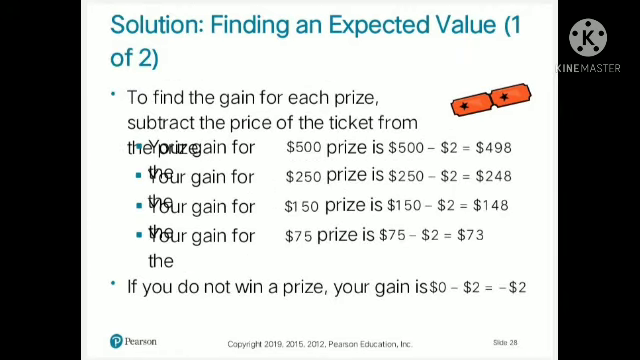To find the gain for each prize, subtract the price of the ticket from the prizes. Your gain for the $500 prize is $498. For $250, the gain is $248. And for $150, the gain is $148. For $75, the gain is $73. If you do not win a prize, your gain is -$2.